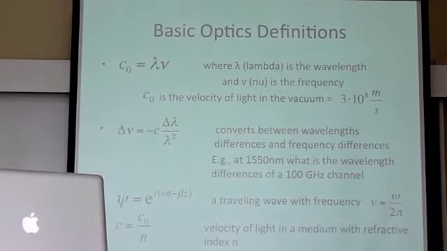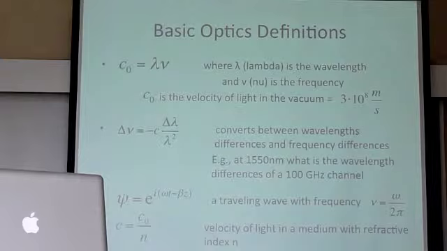I'm just introducing here some basic optics definitions which we will use later. c0 is the velocity of light in the vacuum, about 300,000 kilometers per second. Any kind of light will have that speed in the vacuum. So the light from the sun also travels at that speed, and it takes seconds to reach us and so on.